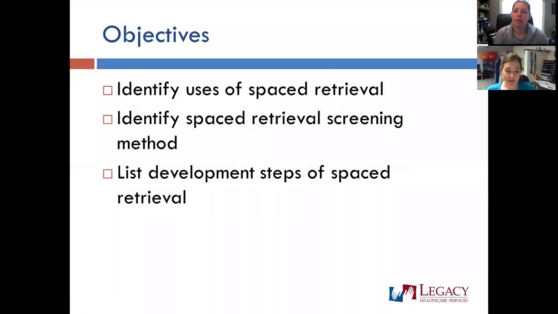Well, we'll just go over the objectives for this 20-minute tune-in. You will learn how to identify the uses of spaced retrieval, identify spaced retrieval screening method, and we will list the development steps of spaced retrieval.